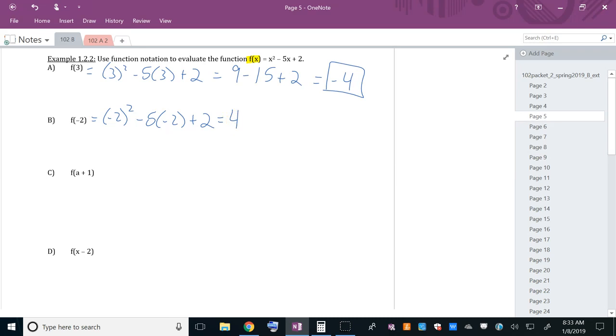And then negative 5 times negative 2 is positive 10. And I've still got the 2. So adding up, I get 16 for my answer.